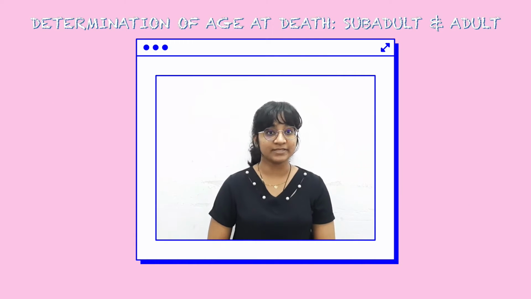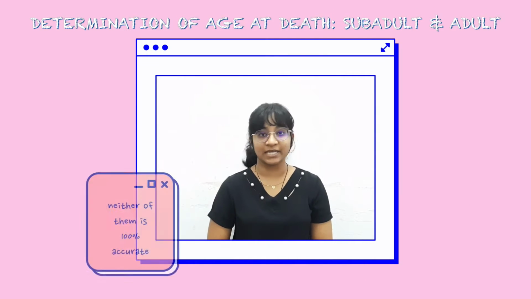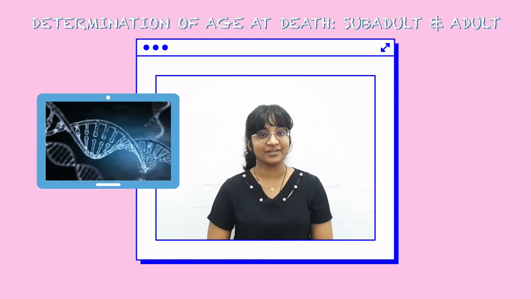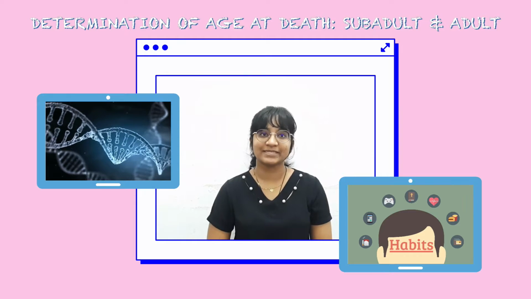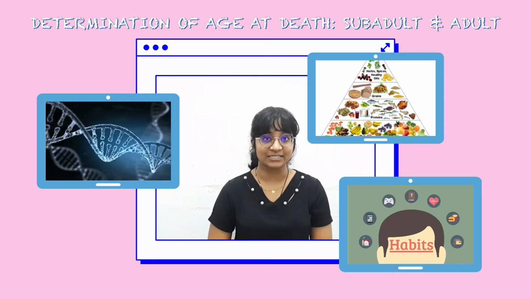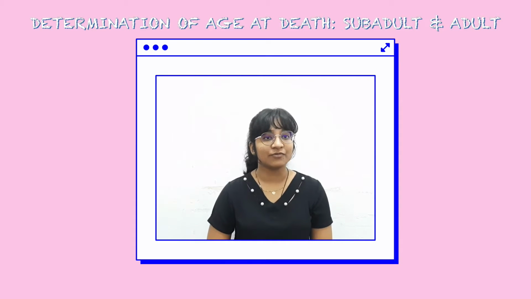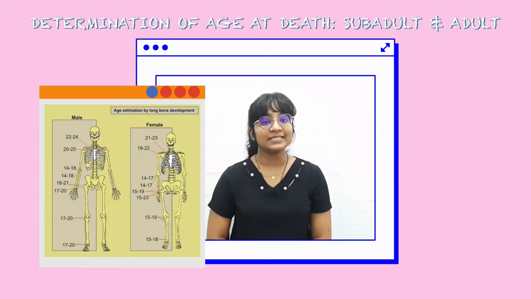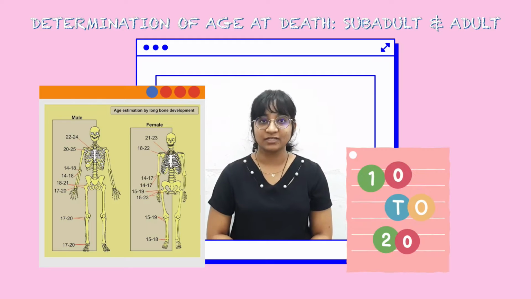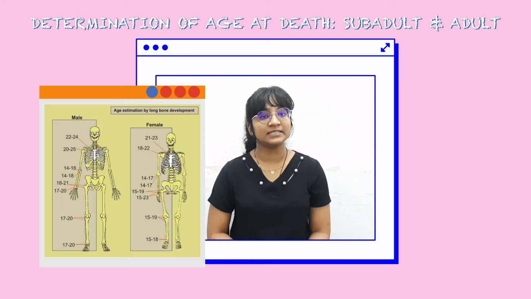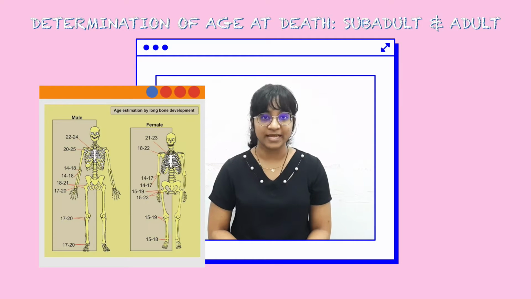There are numerous techniques for estimating age, but none of them is 100% accurate. Individual variation like genetics and habits, and the differences between sample populations like nutrition, can be sources of error in age estimation. So, the choice of methods is limited in incomplete or fragmented remains. Estimating age will always be provided in a range, like 10 to 20 years. Bones can be used to determine age, the time of death, and the manner of death.